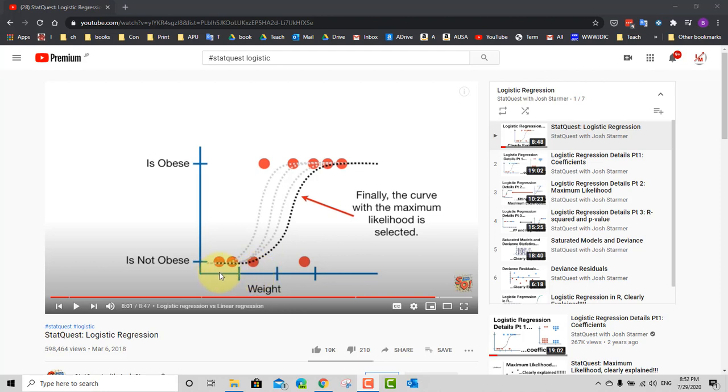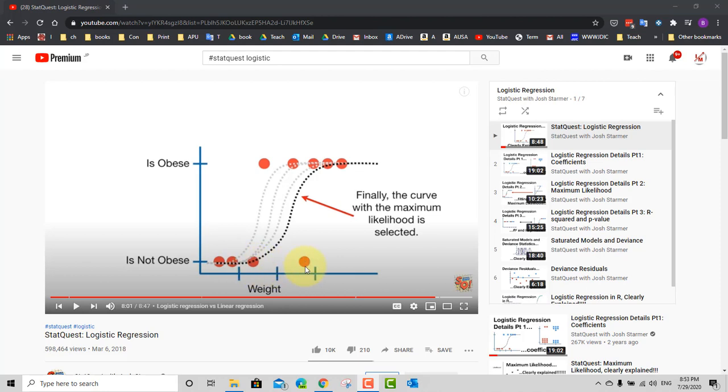Let's do one more. Let's take this dot here. This dot is also not obese, but what does the curve say about this dot? Right here it's probably a 99% chance the curve is saying that it is not obese, and therefore about a 1% chance that it is obese. But this is actually not obese, so it says there's a 99% chance that it's not obese. So this one was, I forget what I said, maybe a 5% chance that it's correctly classified, and this has a 99% chance that it's correctly classified.